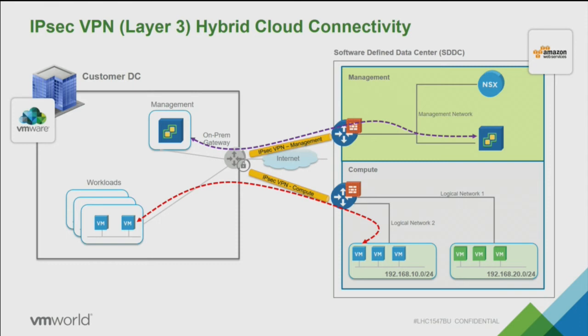Again, new kinds of hybrid applications where you might have the front end running in VMware Cloud on AWS and the back end running in your own data center. So again, a ton of flexibility here. And again, it's a standards-based IPsec VPN that has been proven to work pretty darn well.